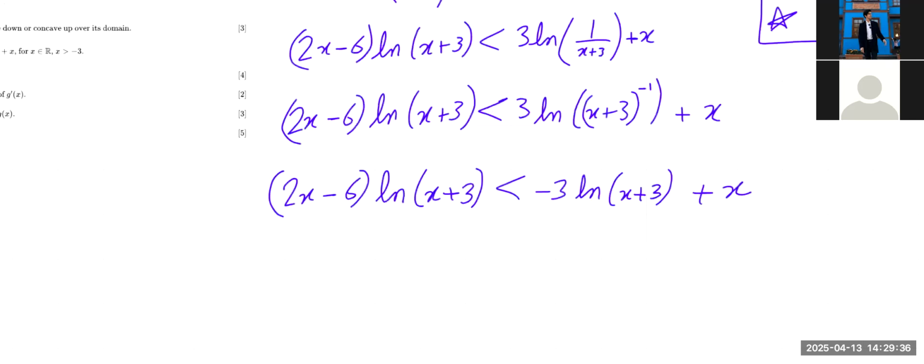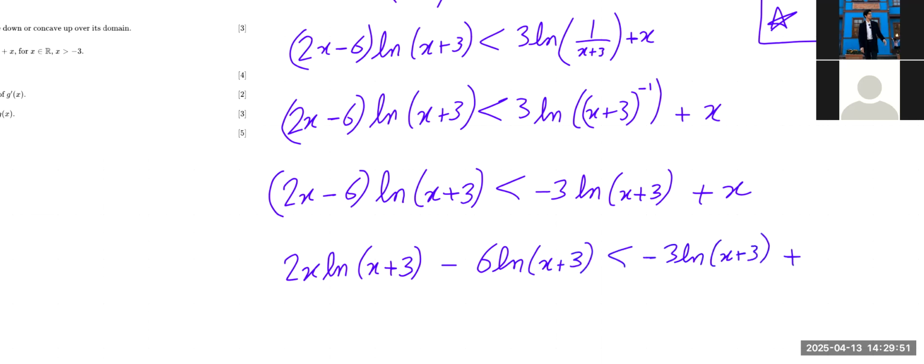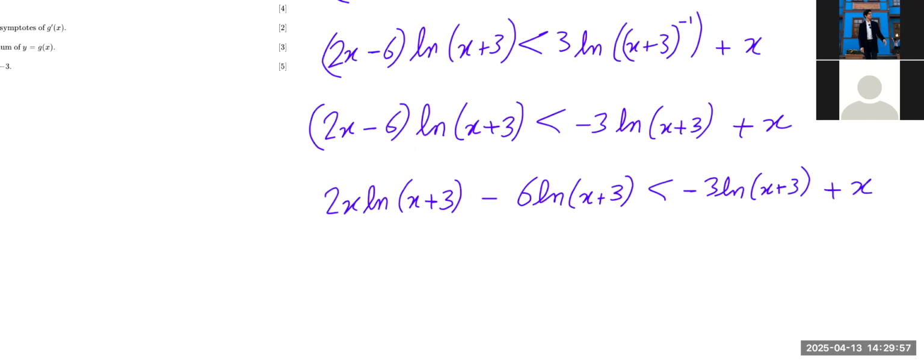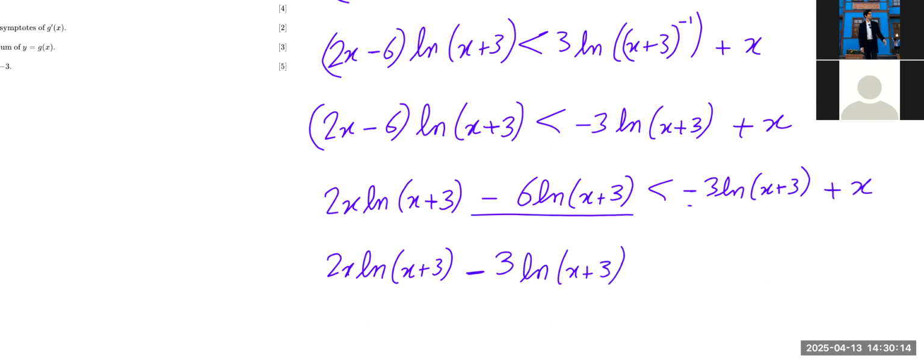Now let's just open everything up and try to clean things up. So we have this is less than minus 3 natural log of x plus 3 plus x. I'll collect these on the right side. Or wait, maybe I shouldn't. I think I'll move everything to the left side actually. So I have minus 6 and then plus 3 when I move this here, so minus 3 basically. And then also minus x is less than 0.